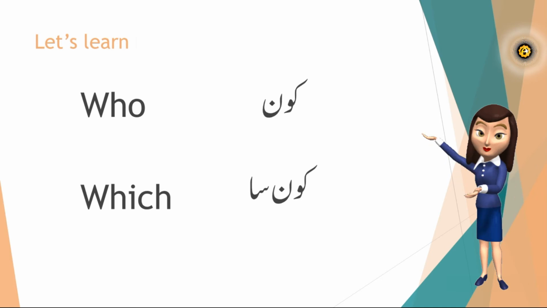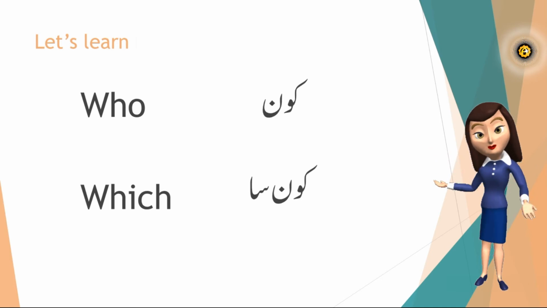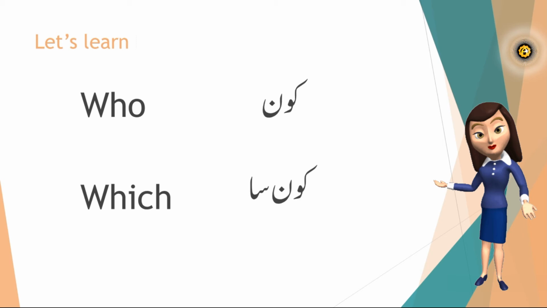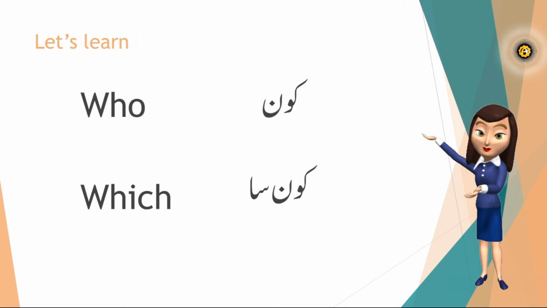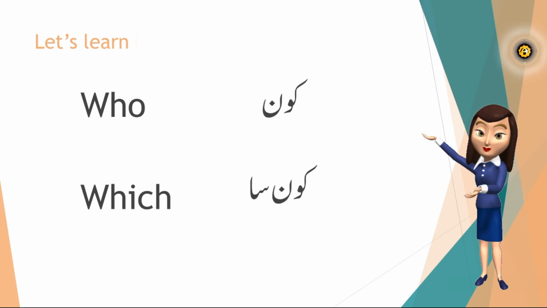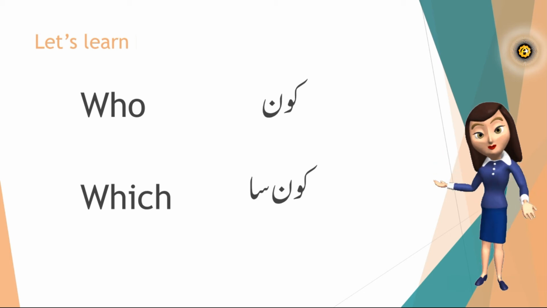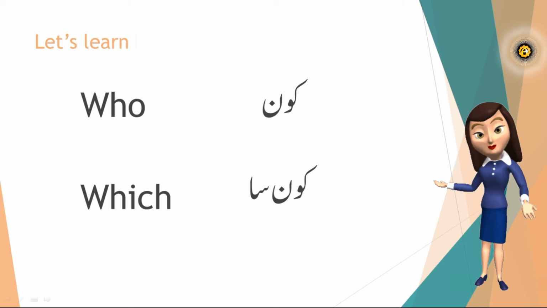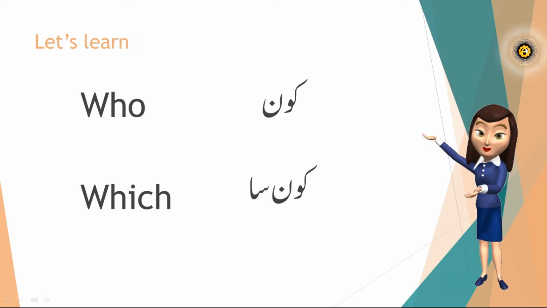Kaun sa. So, let's repeat one more time. In English, we say who. And in Urdu, it is kaun. Then, in English, we say which or which one. And in Urdu, it is kaun sa. Repeat many times for practice, okay?